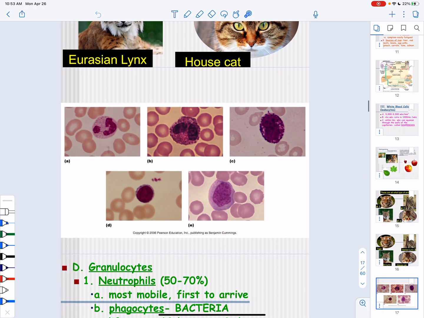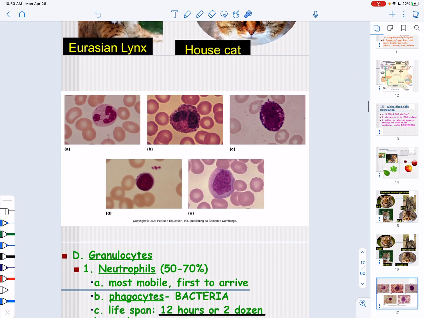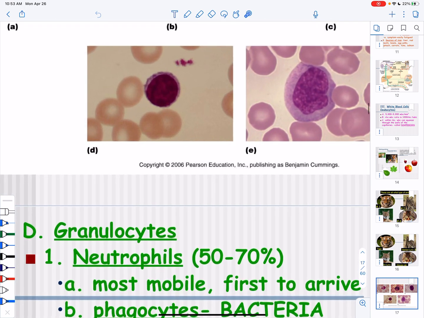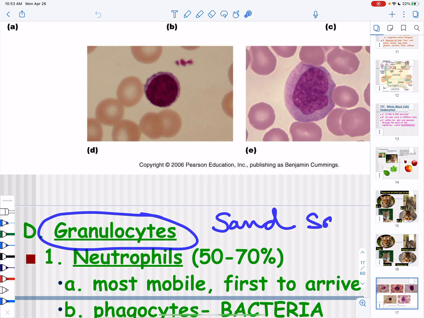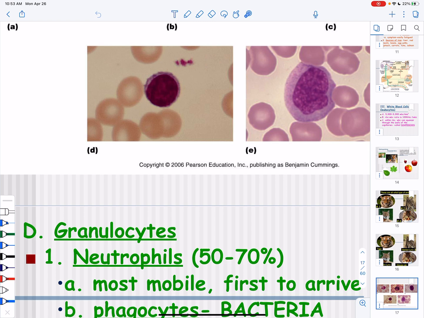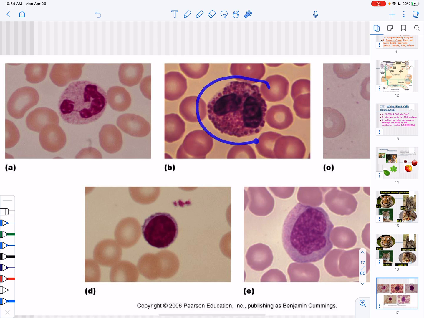So use that same idea when we start looking at these white blood cells, because it does get kind of confusing if you don't look for the characteristics that make them different, okay? Now, some of these cells have granules, like grains of sand or salt, right? They have grains. Sand comes in granules, salt comes in granules, and granulocytes have these granules, all right?